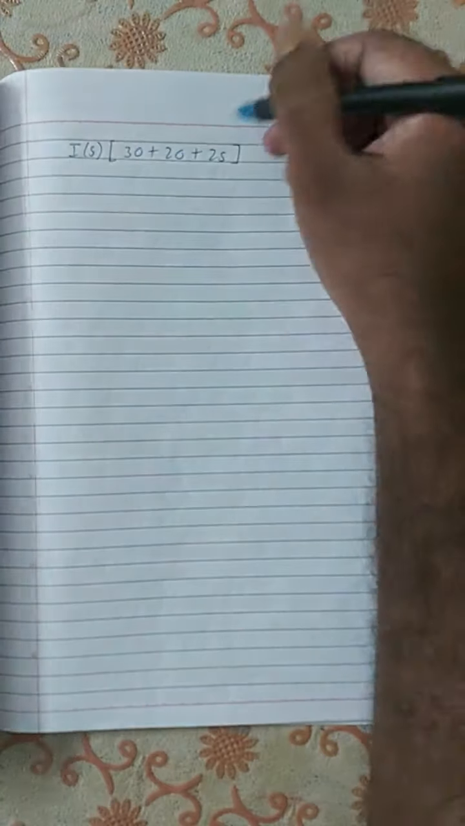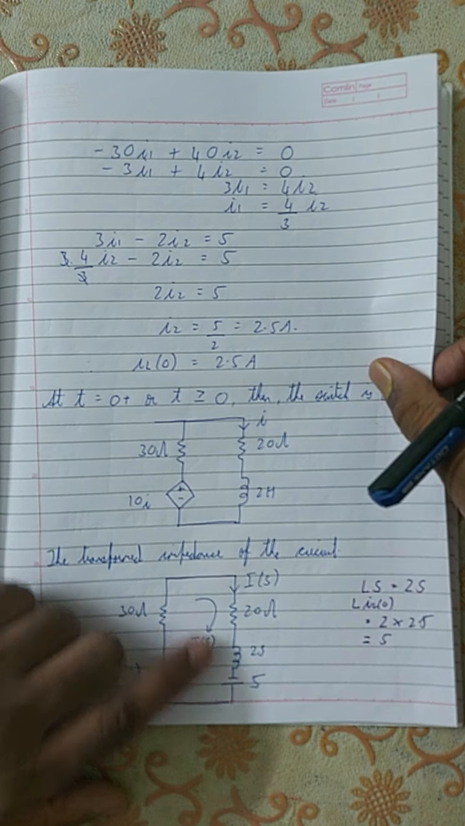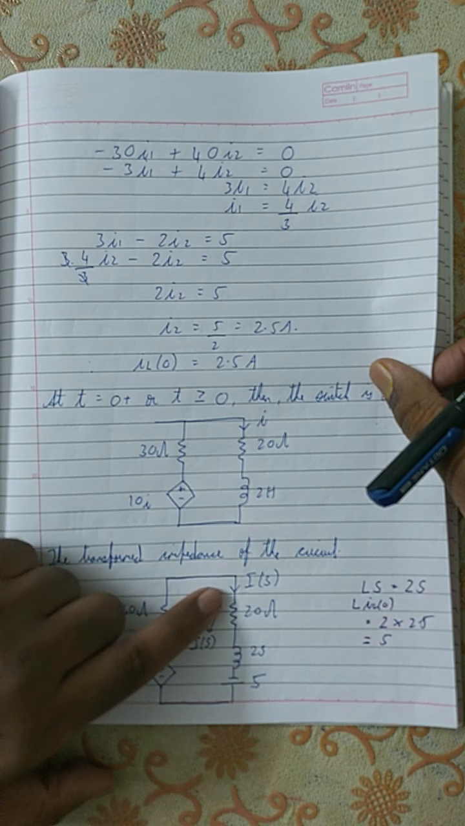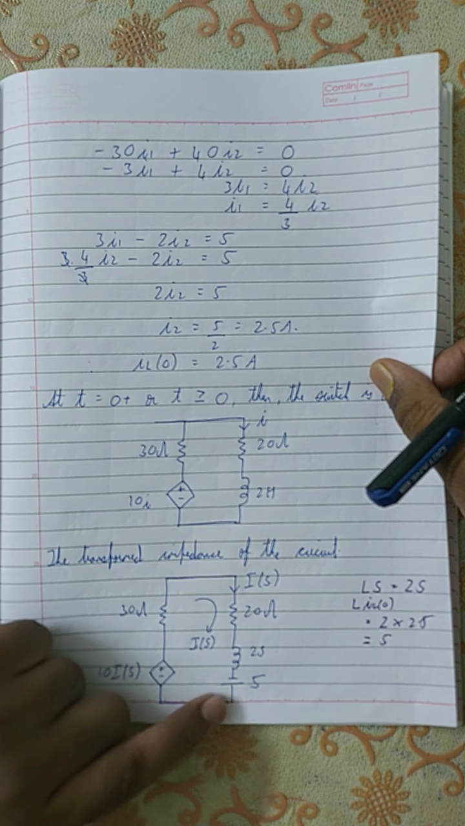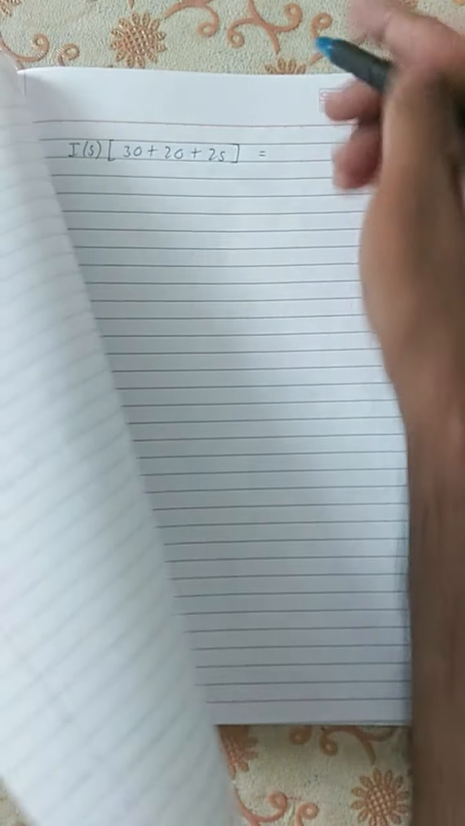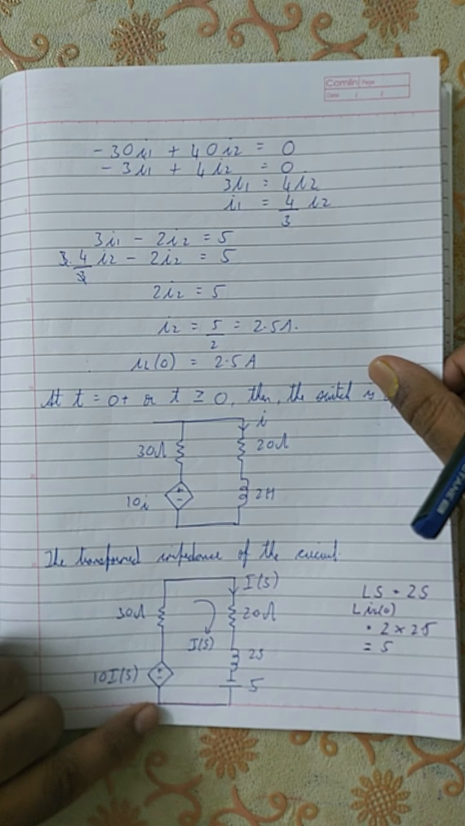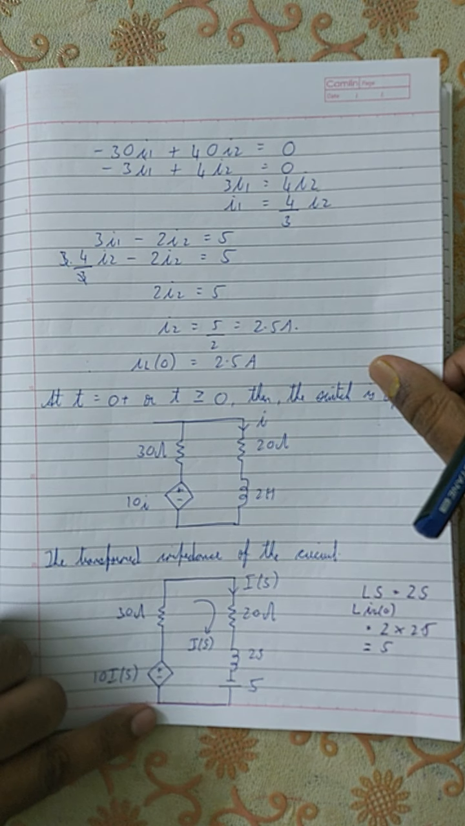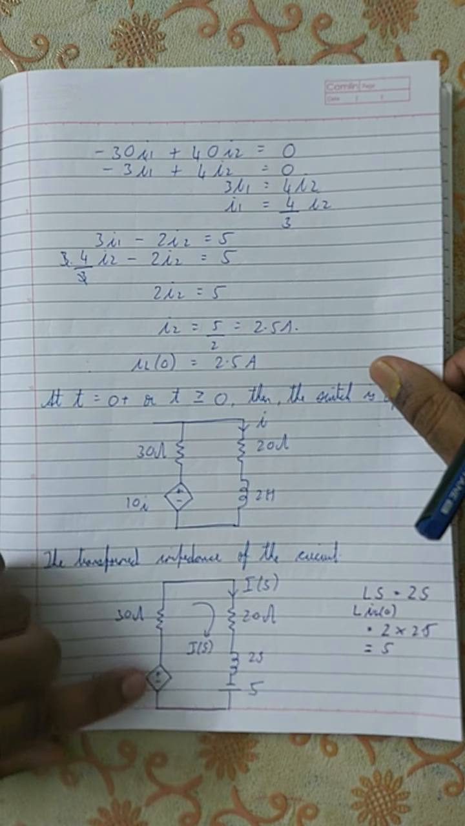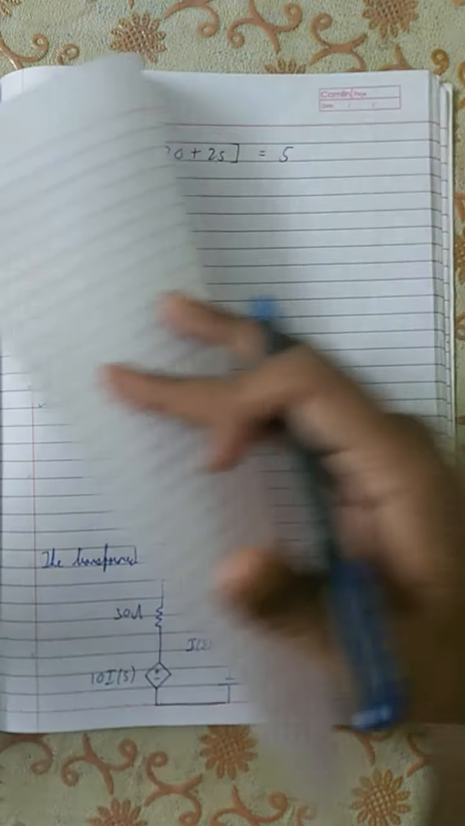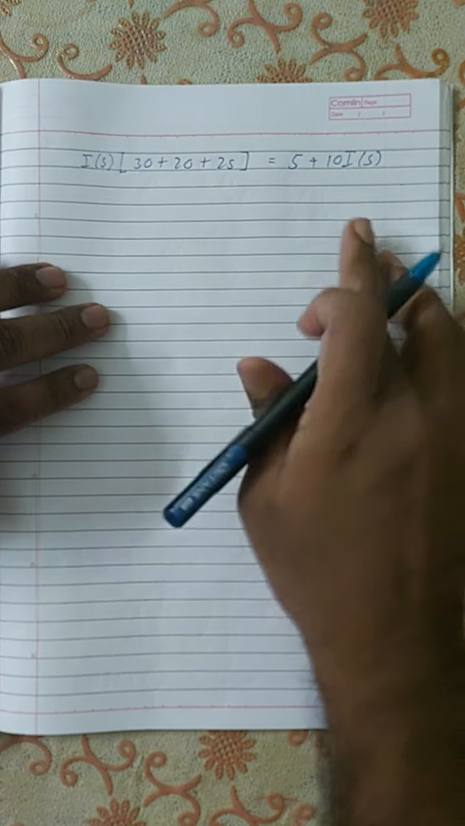Is equal to, what about the voltage source? If you look at the voltage source, this I of s is coming out of the positive terminal. It's going from top to bottom, downwards. So this is coming out of the positive terminal of this battery, which means it is plus 5. And what about over here? This I of s current is going from bottom to top, upwards, which means it is coming out of the positive terminal. Therefore this voltage source is also positive, so it is plus 10 I of s. This is the equation.